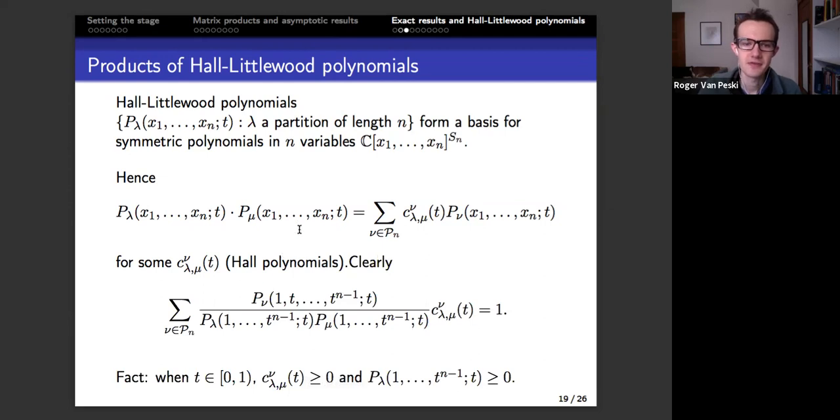And if you plug in some real numbers for the x's, in this case a geometric sequence in t, and then divide out by the left-hand side, you have a sum of real numbers which is equal to 1. It turns out that if t is in the 0-1 interval, then these real numbers are actually going to be non-negative also. And so you can use them to define a probability measure on these partitions nu of length n. This probability measure, it's worth reiterating, depends on mu and on lambda. So this is a randomized convolution of the point mass at mu and the point mass at lambda.